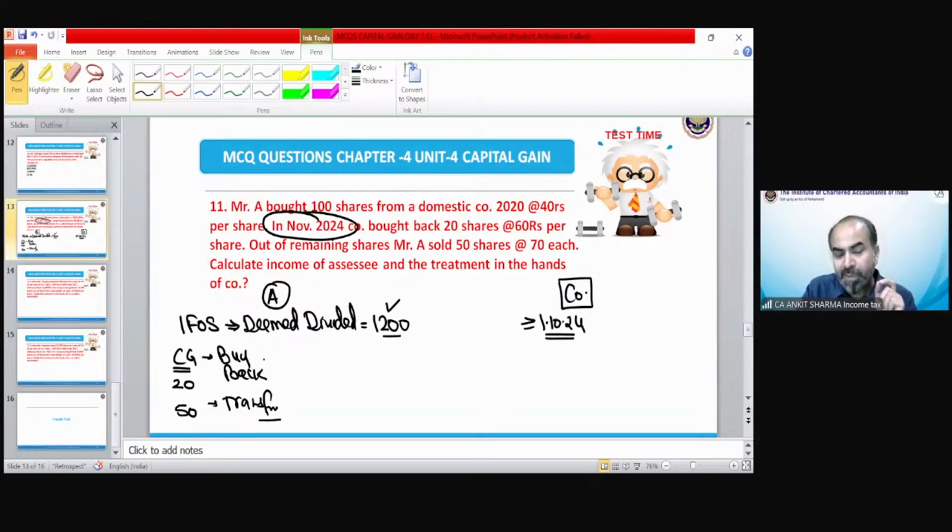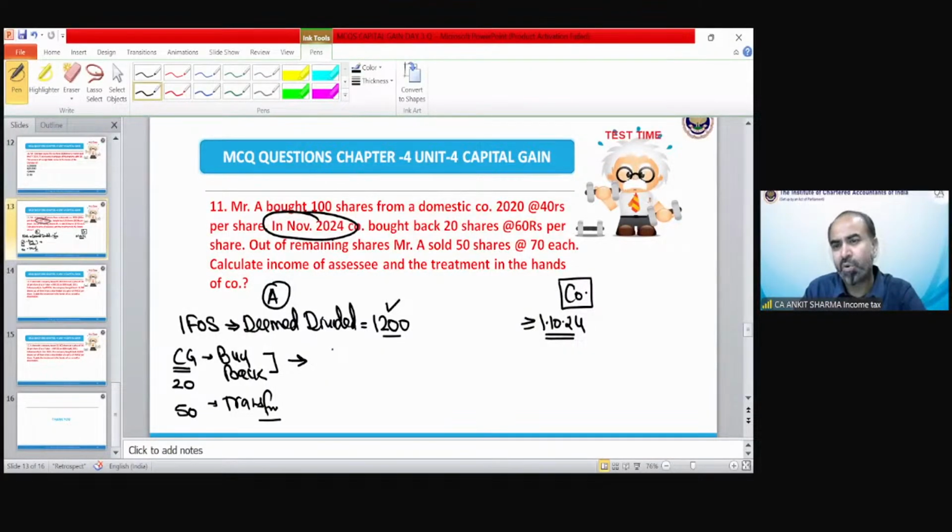Now, what would be the treatment of these buyback shares in the hands of Mr. A? Except Jayendra, nobody is answering. Students, you did not try it. I have asked you in the last class that I have prepared some special buyback question for all of you. And I believe that you must have tried those things.